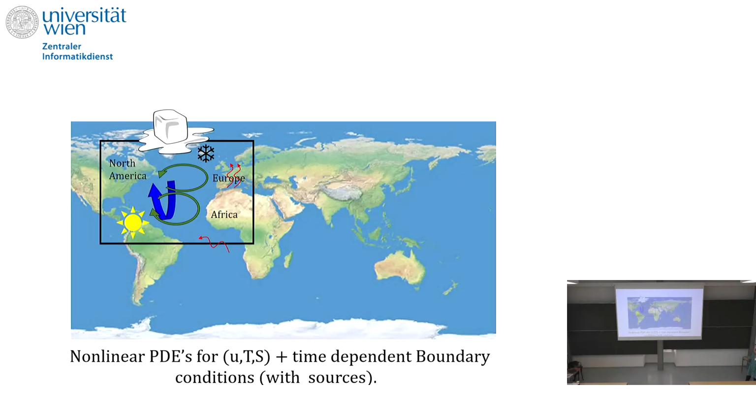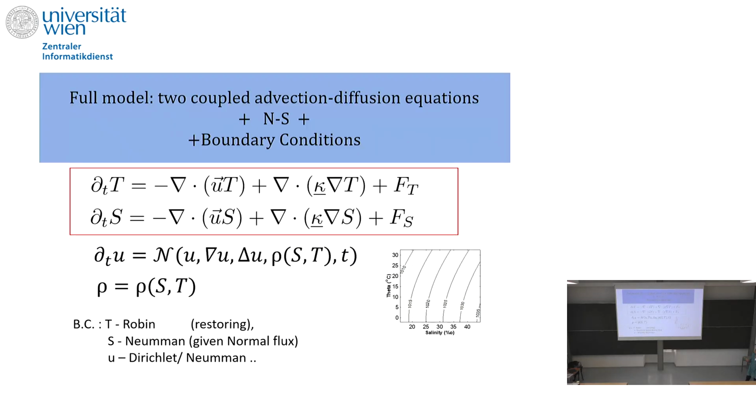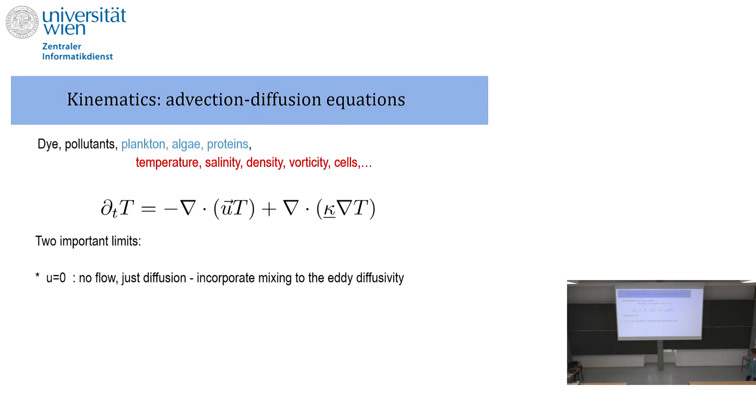So this is just writing what I just said in equations. We're looking at the advection-diffusion equation for the temperature and the salinity, plus some sources, and some nonlinear equation for the velocity field, and the density, which depends on the salinity and the temperature.